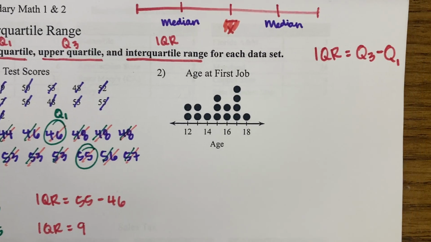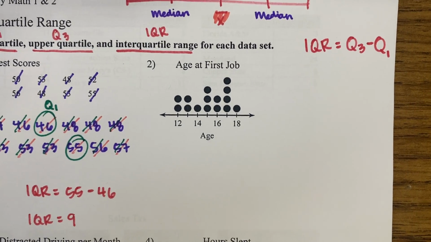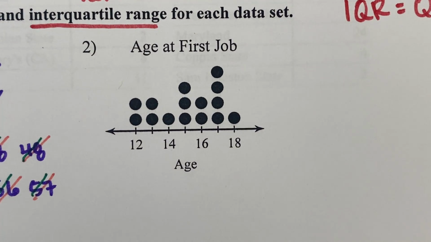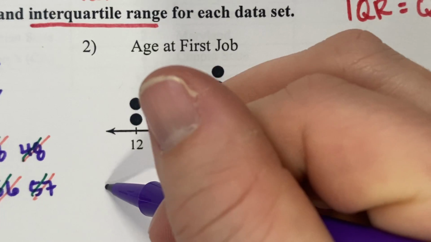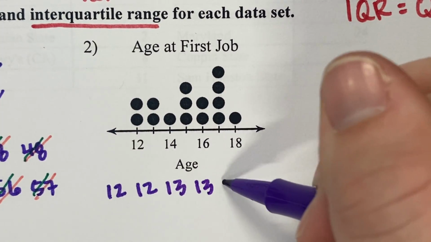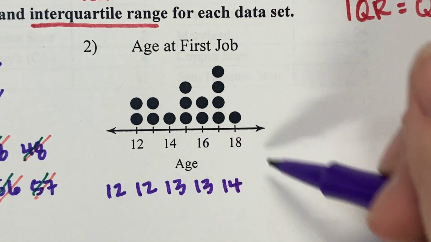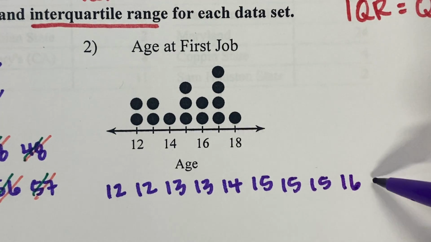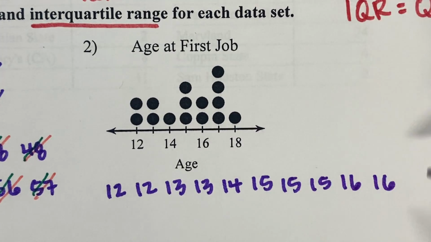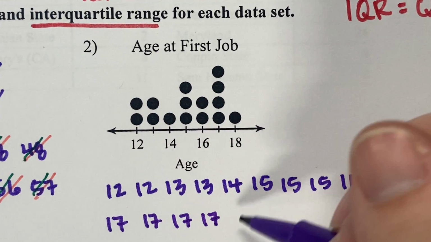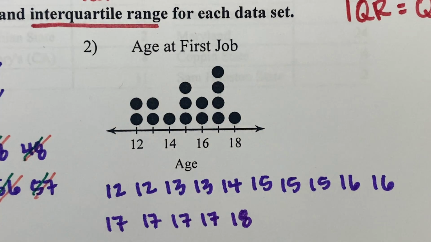Let's go ahead and look at number 2. So we have age at first job. These will be easy to list out numerically, so let's do that. I have 2 12s, 2 13s, 1 14, 3 15s, 2 16s, 4 17s, and 1 18. First let's find our median.